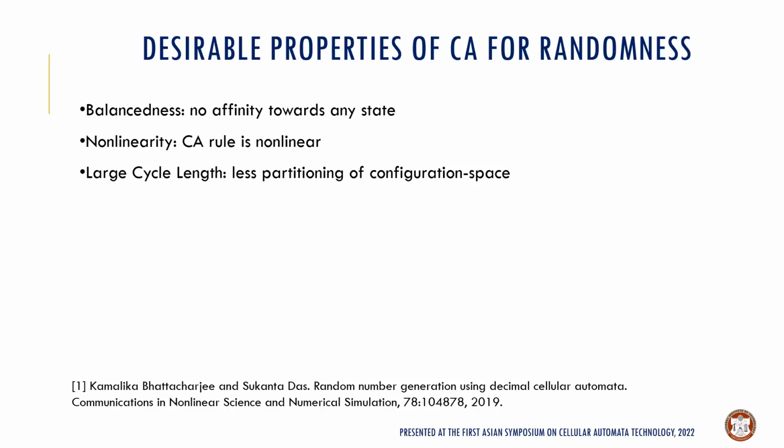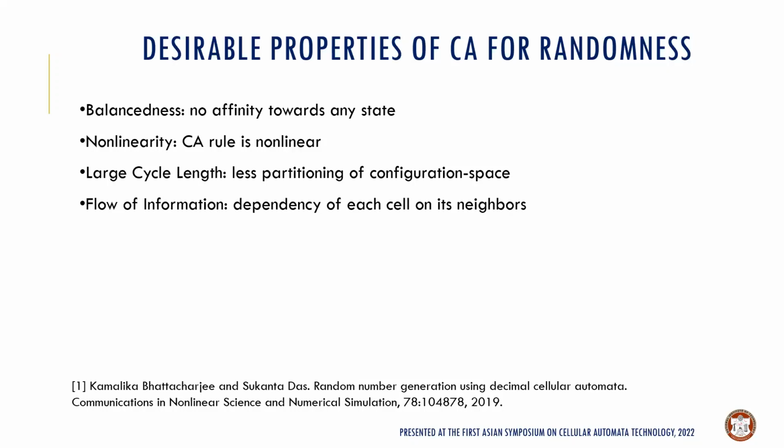we are taking periodic boundary condition, and in periodic boundary condition we can't get maximum length. So our target is we want to take those CAs for which there is less partitioning of the configuration space, making the cycle length larger, and the average cycle length should grow exponentially if we keep on increasing the cell length n.